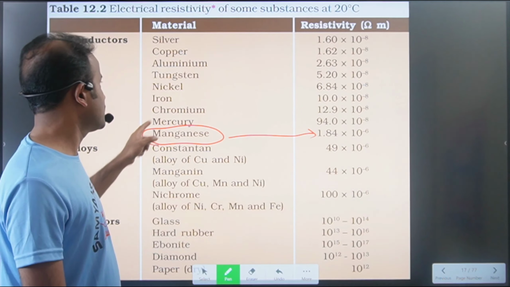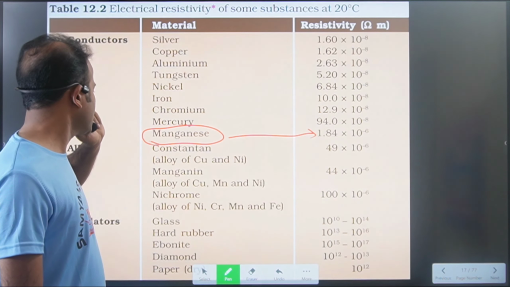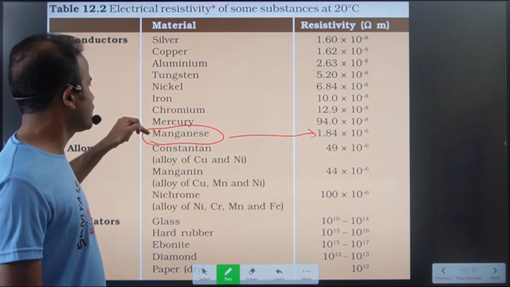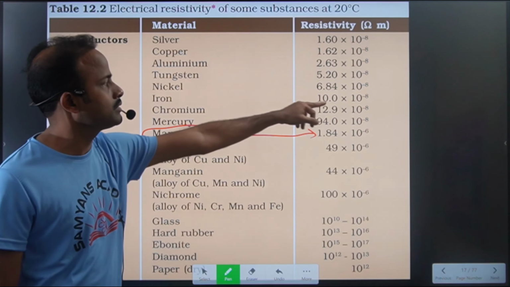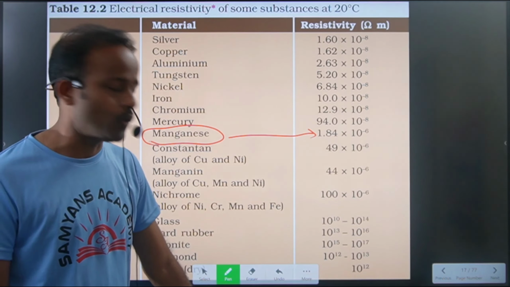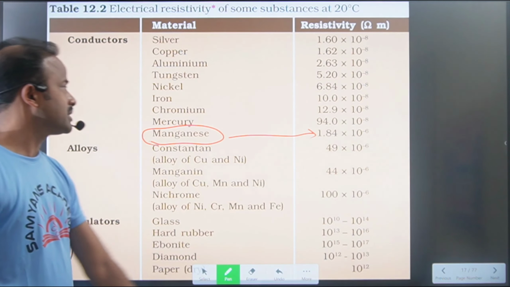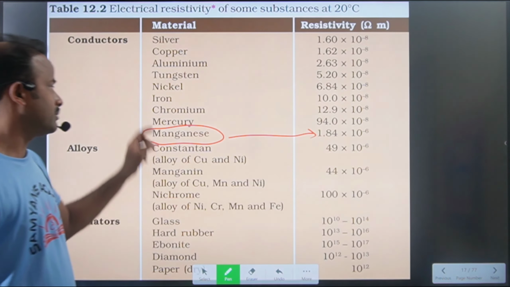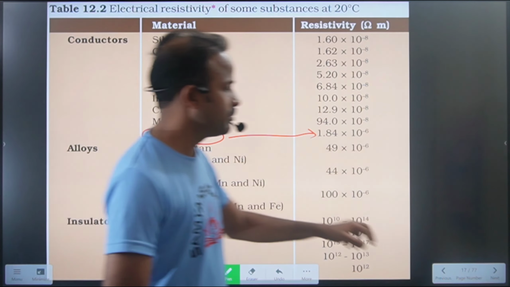Here they have asked for the iron and what is that another one? Iron and mercury. Yes, iron and mercury. Iron is 10 into 10 power minus 8 and mercury is having 94 into 10 to the power of minus 8 ohm meter. So which one is the best conductor here in between iron and mercury? Iron is the best conductor.